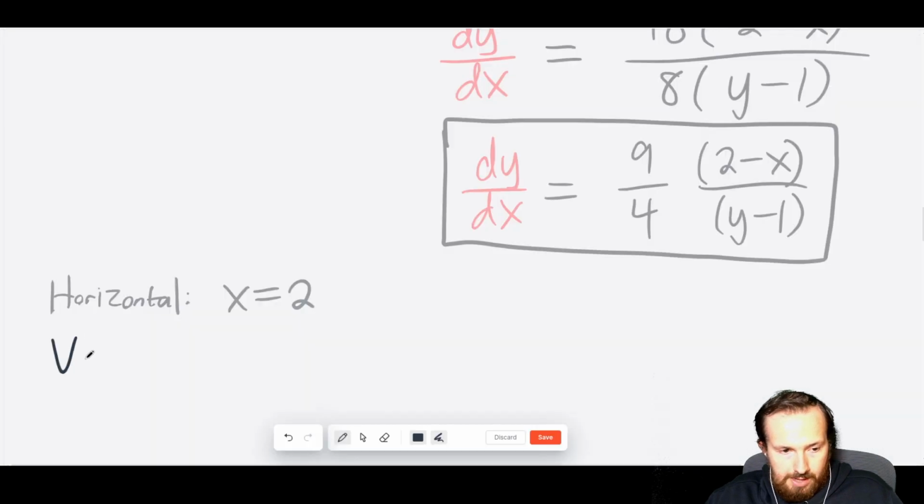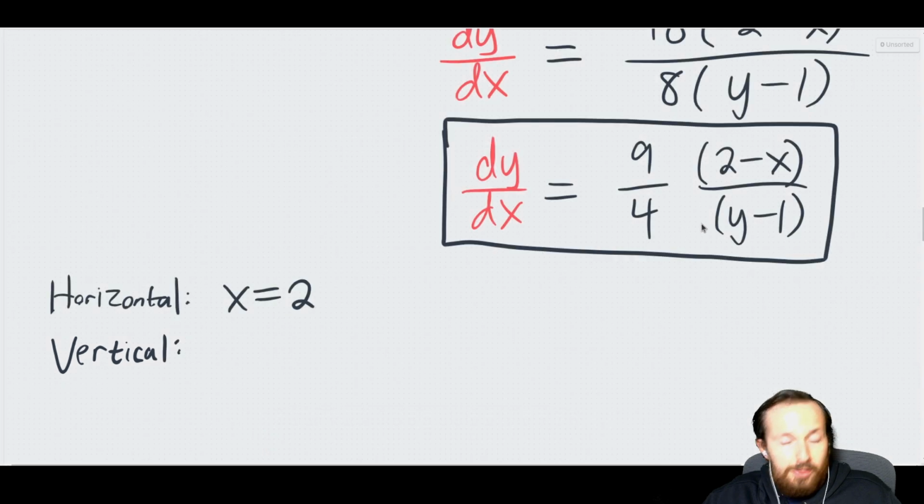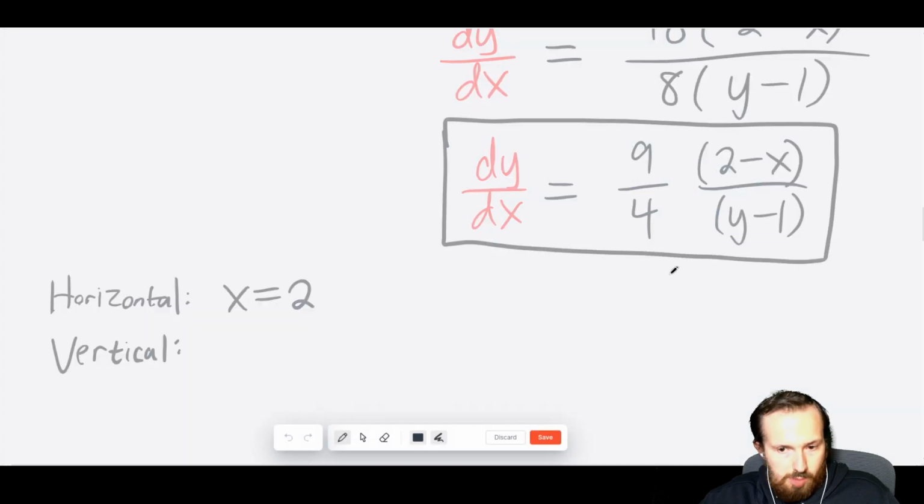And then for vertical, when will we have vertical tangent lines? Think about it. That would actually be when the denominator is 0, because loosely speaking, 1 over 0 is infinity. It's not really, it's undefined. But in the limit, as the denominator gets closer to 0, the slope approaches infinity. That's a more accurate way of thinking about it. But either way, that's going to happen when y gets really, really close to 1 or equals it.